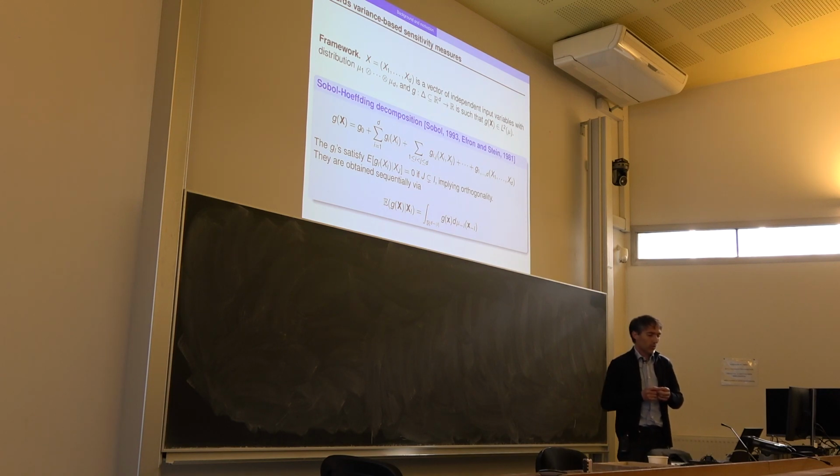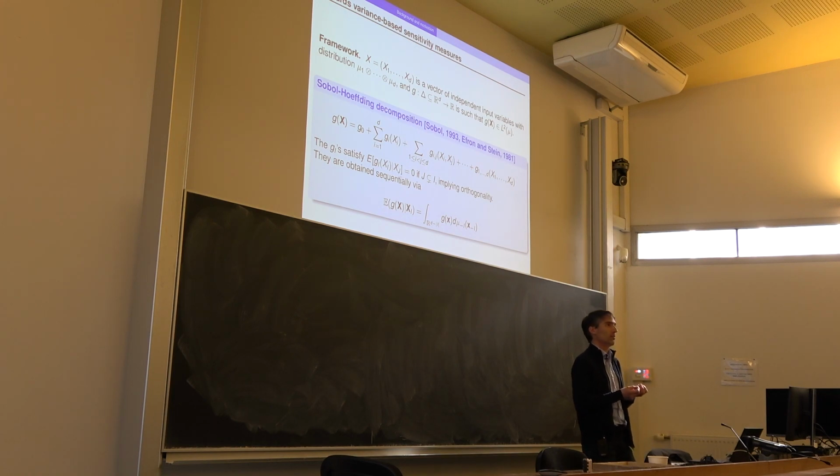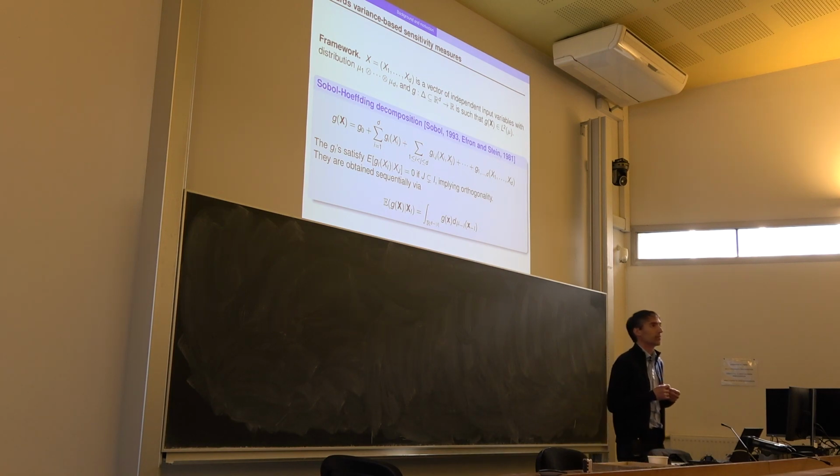And it tells you that you can write a function. So you have a function g that depends on some d input variables. This function, you can view it. So again, you assume that the input variables are random, so you gather them in a random vector, x. So you obtain a random variable, g of x. And you can decompose this random variable into a sum of terms with increasing complexity.